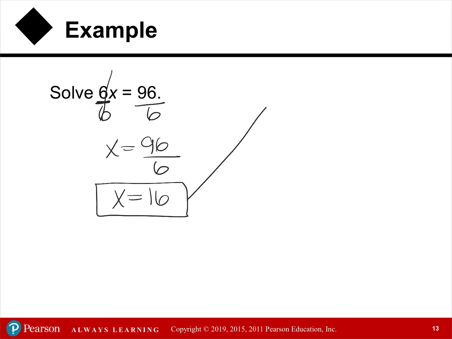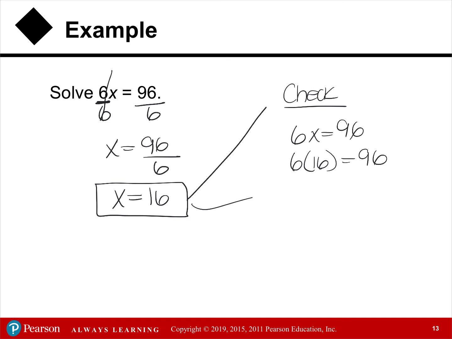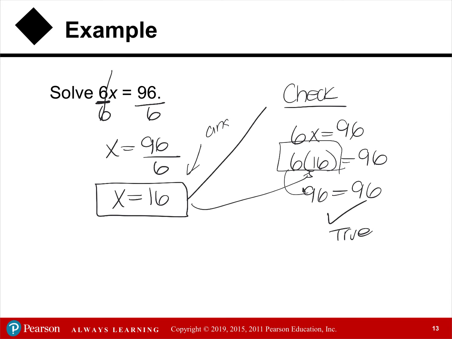And now what I'm going to do is check it. So 6x equals 96, 6 times 16, so I'm putting it into the x's place. 96 equals 96, checks out. So when I do this on my calculator, I get that, and they equal each other, so we know that I did it right. Remember again that this is my answer. This is just me checking.